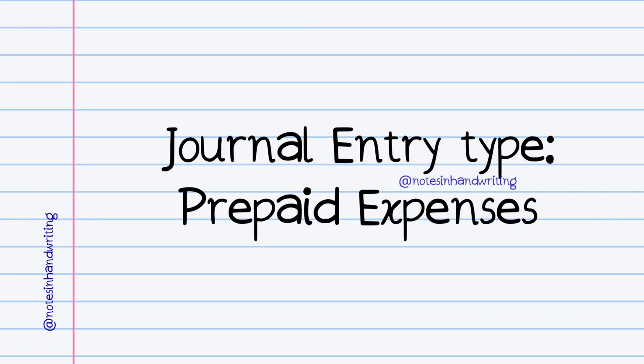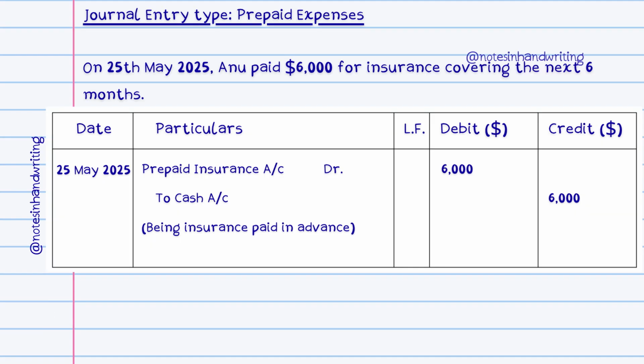Our next transaction is prepaid expenses. Anu has paid some amount towards insurance. The insurance has been paid 6 months in advance. Following is the journal entry. The accounts involved are prepaid insurance and cash account.